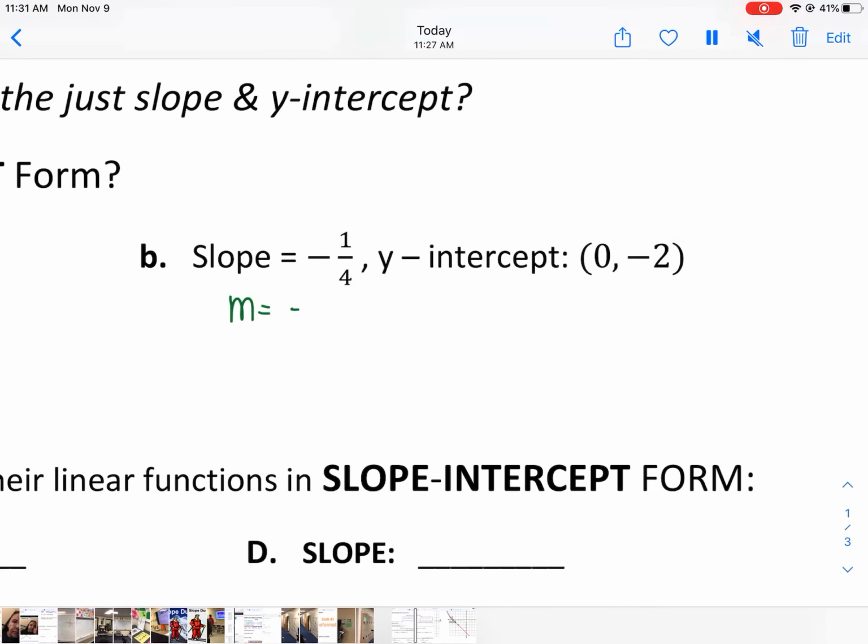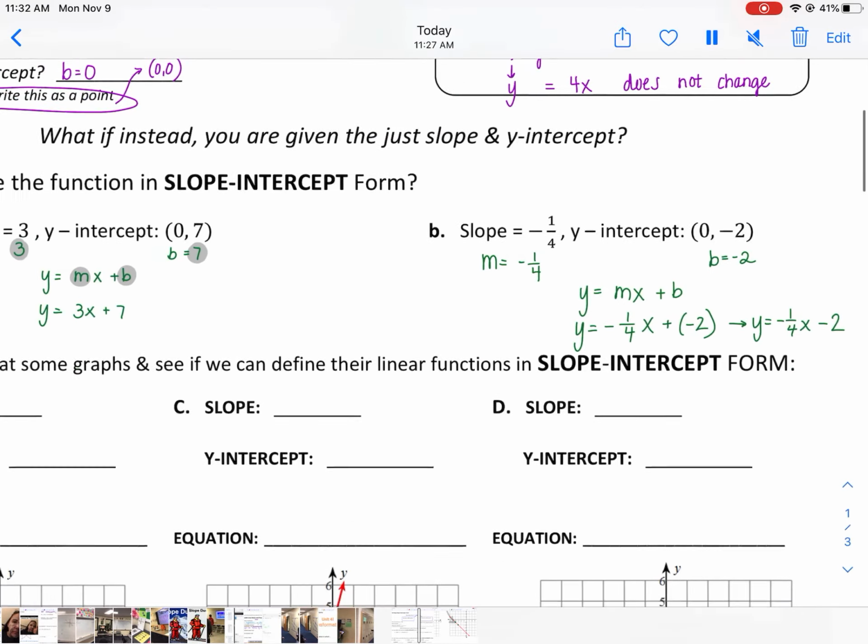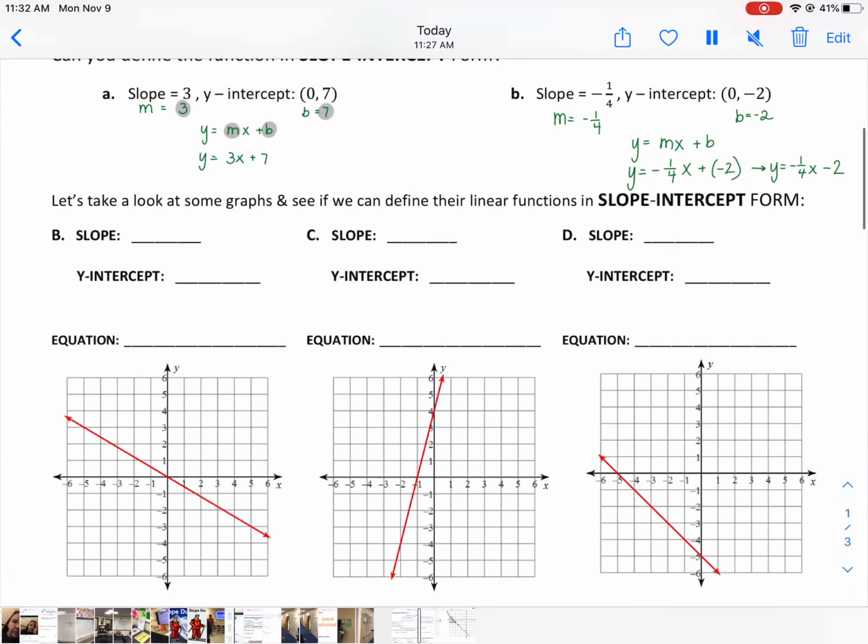Same thing over here. M is negative 1/4. B is negative 2. And I'm going to plug that into y equals mx plus b. So y is equal to negative 1/4 x plus negative 2. However, we can simplify that and write it more efficiently. Y equals negative 1/4 x minus 2. Okay, both are correct. One is more properly written.